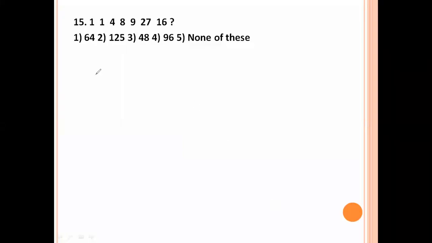Next, we observe clearly that the series is in the form of squares and cubes. This is 2 square. This is 3 square. This is 4 square. This is 1 square. This is 1 cube, 2 cube, 3 cube. The next value is 4 cube. 4 cube value is 64. Option number 1 is the right answer.